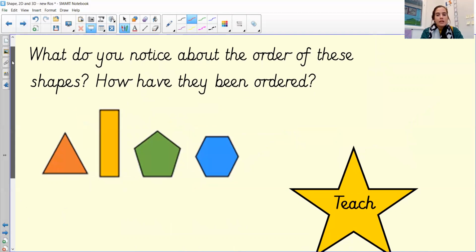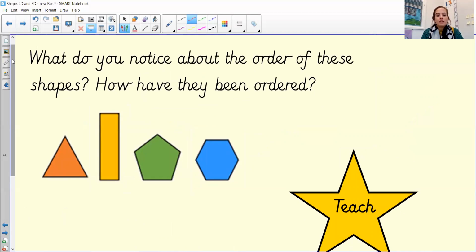Let's just move on to this before we go on to the next thing. And actually at this point, I might mention that magic maths word that I've been dying to say in the last 3 slides. What do you notice about the order of these shapes? How have they been ordered? Pause the video now and have this discussion.